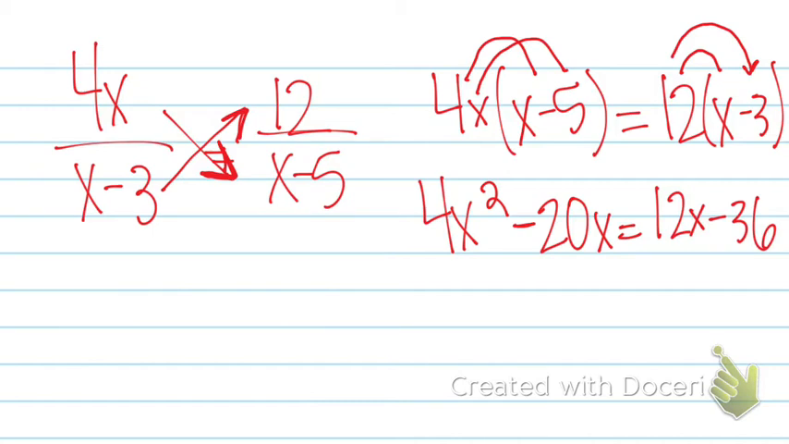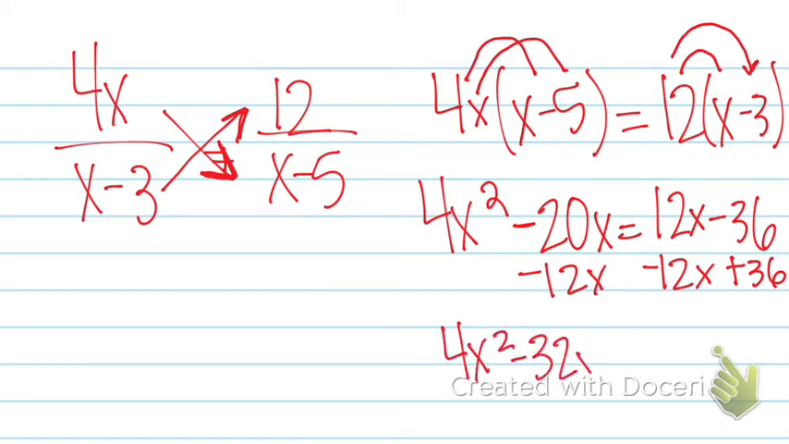I want to move everything to the left side. So minus 12x, and plus 36. So does that whole right side just cancel out? Everything moves to the left side, so yeah, it's all gone. It's just equal to 0. All right, hold on. Then we can do the big X.